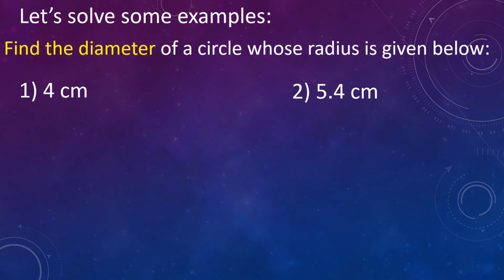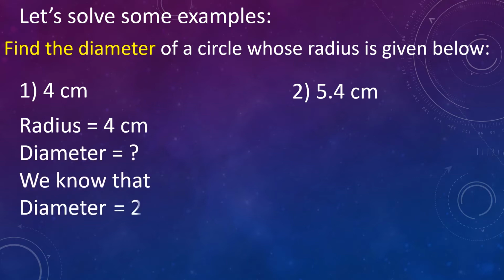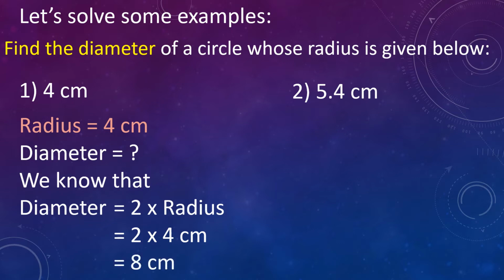Let's solve some examples. Find the diameter of a circle whose radius is given below. Question number 1. 4 centimeter. That means radius is equal to 4 centimeter and diameter is equal to, find out. We know that diameter is equal to 2 multiplied by radius and radius is equal to 4 centimeter. So put the value 2 multiplied by 4 centimeter. 2 4s are 8. So the diameter is 8 centimeter.